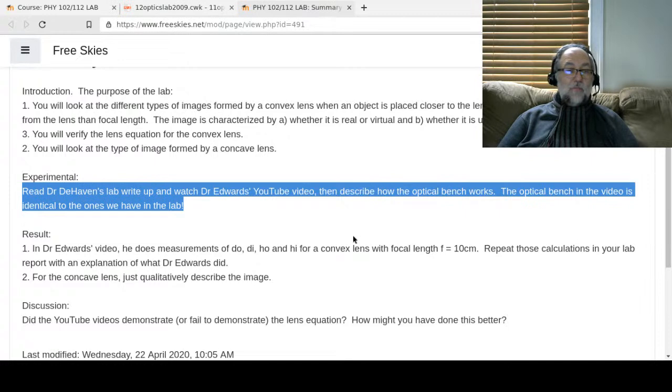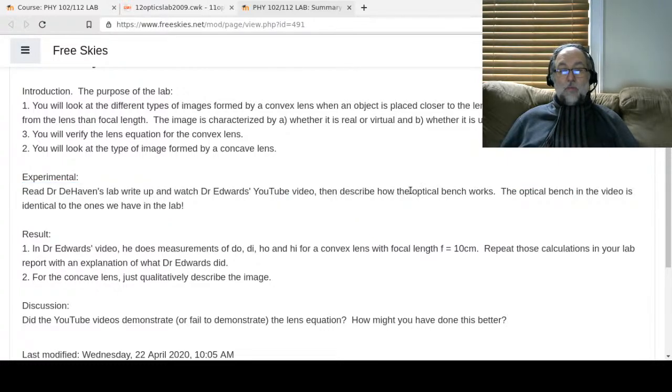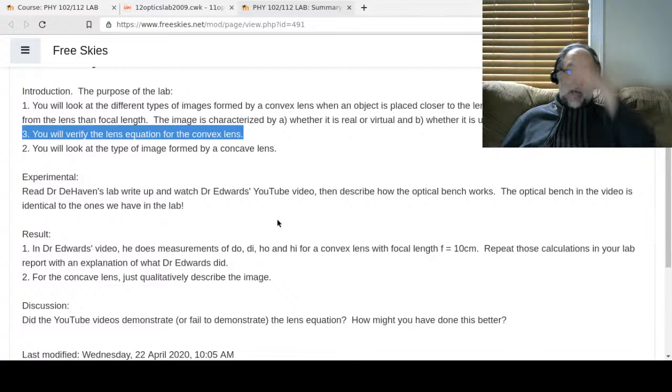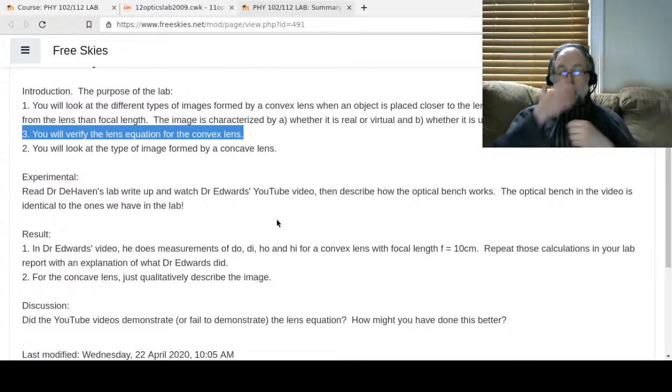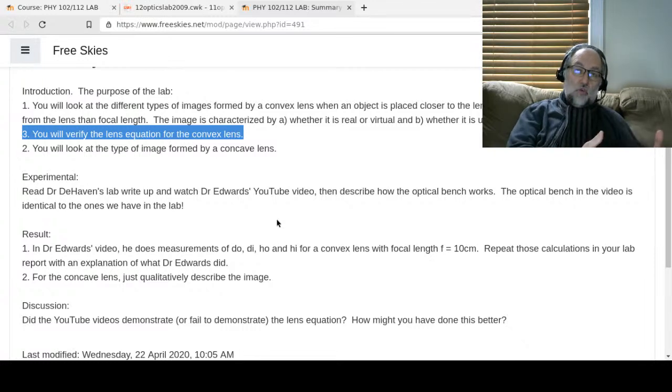With that one video, I guess it's Dr. Edwards, what I'd like you to do is just watch the video, and in the experimental section, describe how an optical bench works and how you're going to use that to prove the lens equation. One of the things that you're supposed to do in your experimental section is discuss how you do the experiment, that is, what apparatus you use and so on.